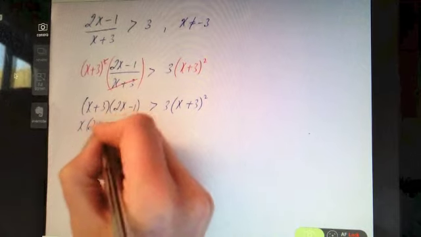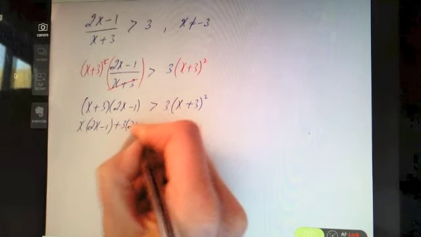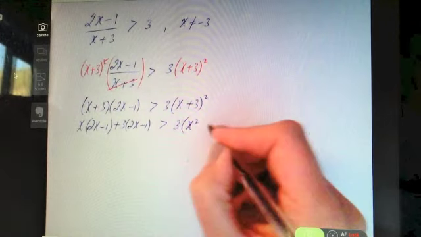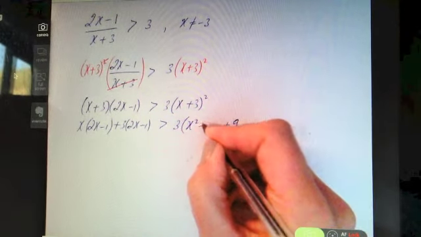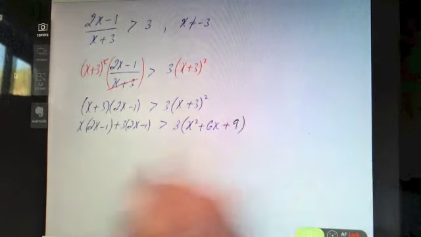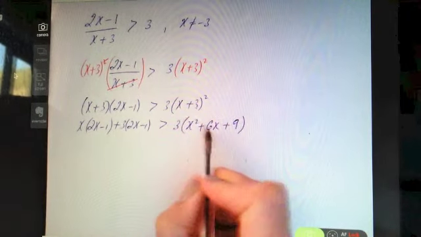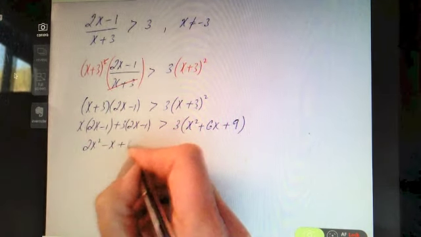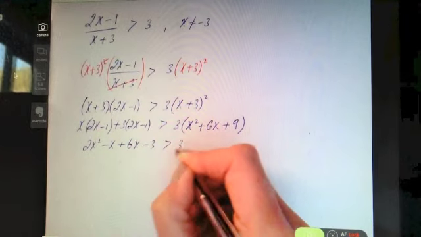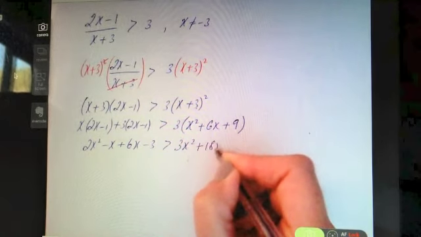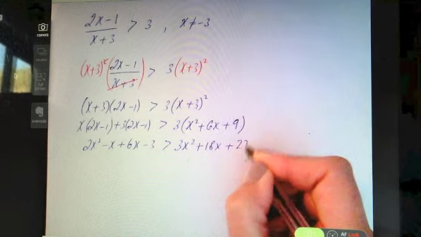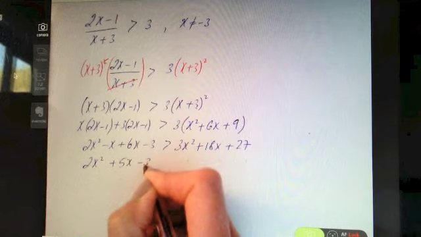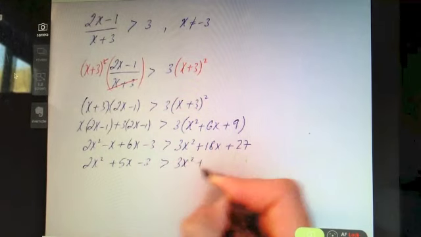Take your time with this. Don't try and do too many things in one go because there's a lot of multiplying out here. Squaring x + 3: square the first, square the last, double the product of the two will give me that. Of course, multiplying x + 3 by x + 3, be careful, make sure you get the third term. So we end up with 2x² − x + 6x − 3 and 3x² + 18x + 27. Tidying this up, I get 2x² + 5x − 3 is greater than 3x² + 18x + 27.